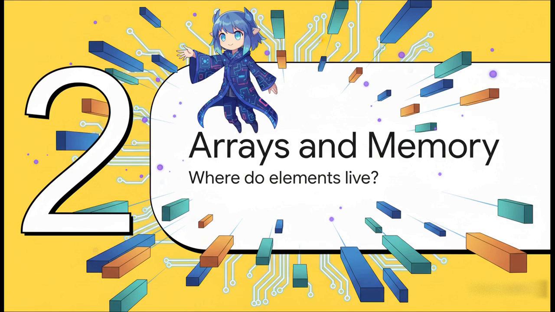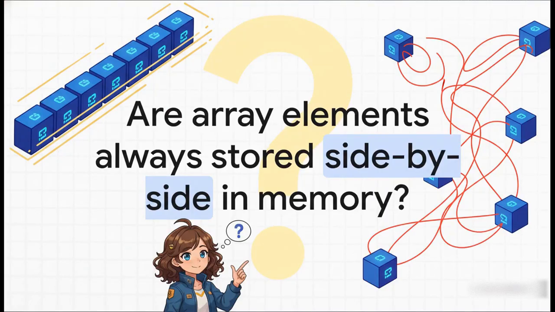Okay, so we know what an array is, but let's go a little deeper. Let's talk about where all these elements, all those high scores, actually live inside your computer's memory. And this is where things get a little bit mysterious. So here's a question for you. When you create an array, do you think Java just neatly lines up all those elements right next to each other in one perfect, unbroken block of memory? It seems like it would, right? It would certainly explain why it's so fast to access them.